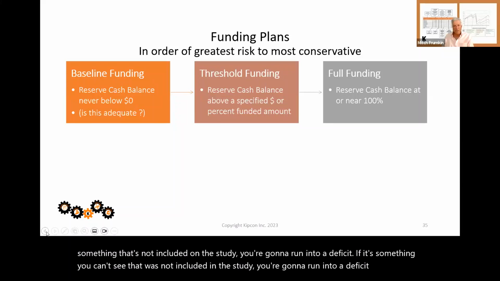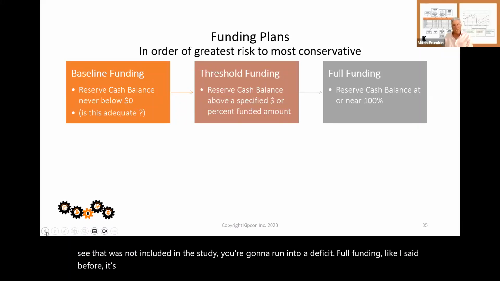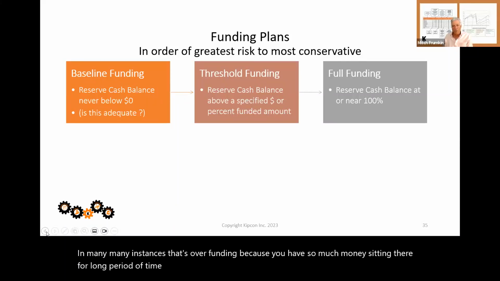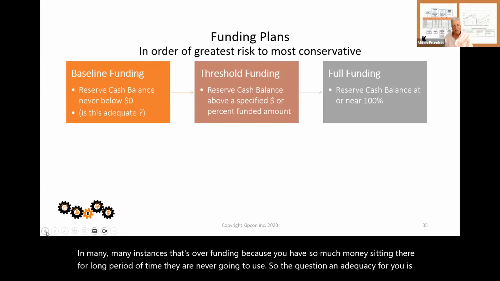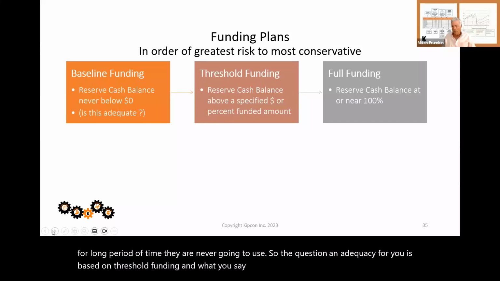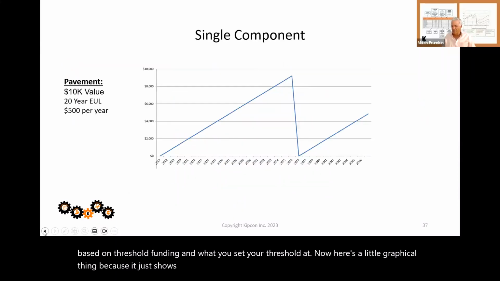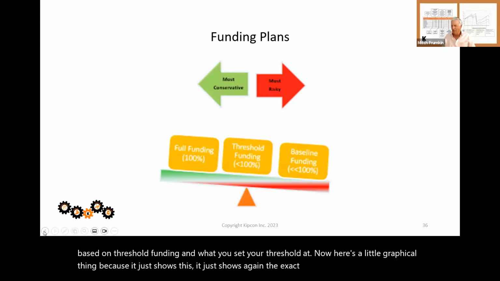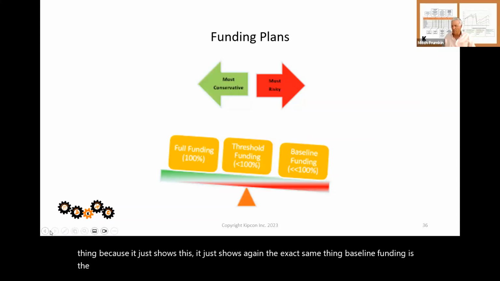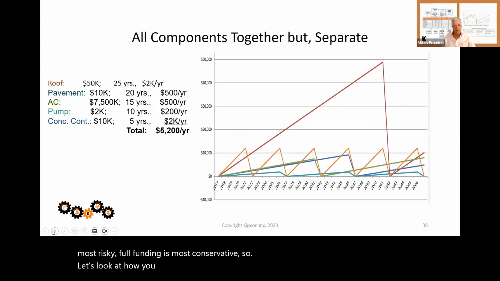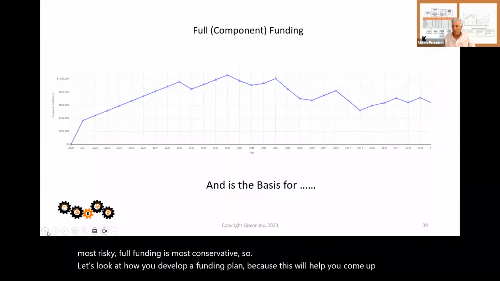Full funding, like I said before, it's 100% funding. In many, many instances, that's overfunding because you have so much money sitting there for a long period of time that you're never going to use. So the question of adequacy for you is based on threshold funding and what you set your threshold at. Now, here's a little graphical thing because it just shows again the exact same thing. Baseline funding is the most risky, full funding is most conservative. So let's look at how you develop a funding plan, because this will help you come up with your adequacy.